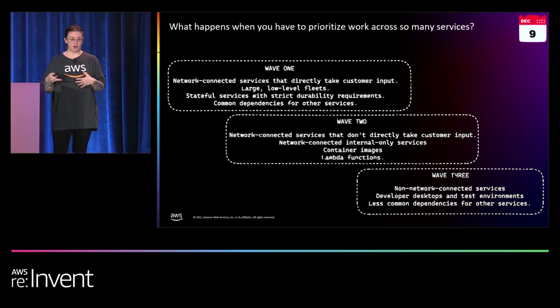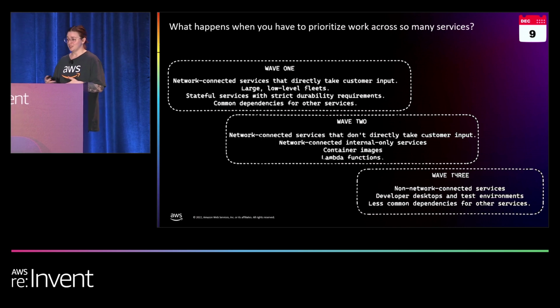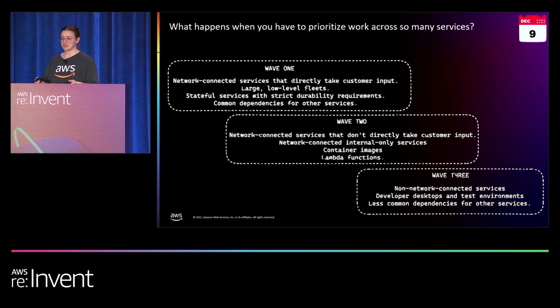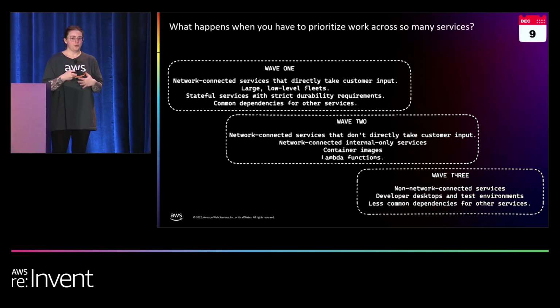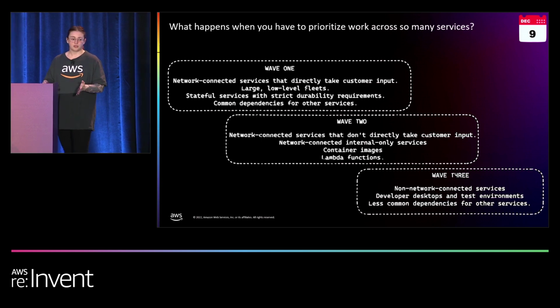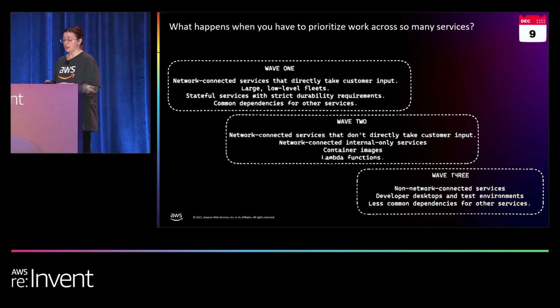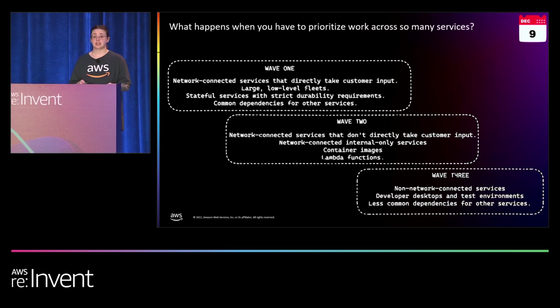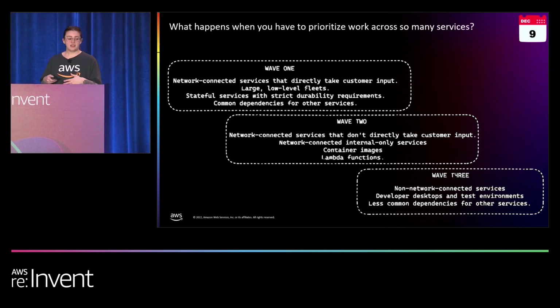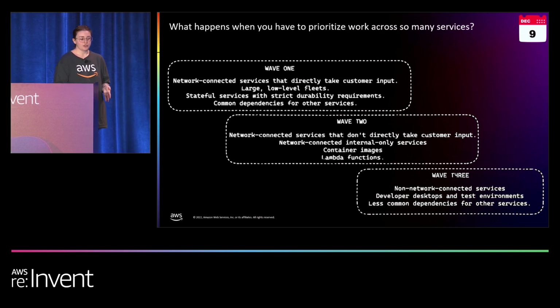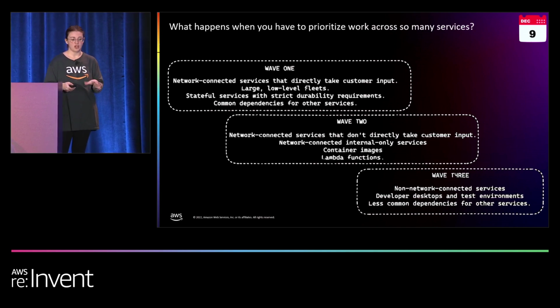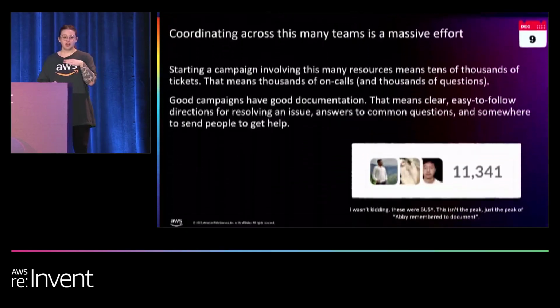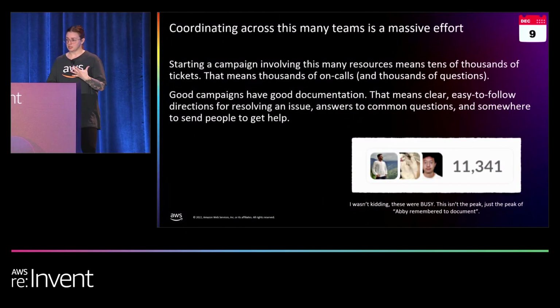If anyone's ever gotten a ticket to patch something or do work on a service, only to find out that one of the underlying dependencies hasn't been fixed yet, it's not a great experience. So we have to make sure that we identify those early dependencies first. Second, we go after network-connected services that don't directly take customer input. And we go after container images and Lambda functions, or network-connected internal-only services. That leaves our third wave for non-network-connected services, things like developer desktops or test environments or not very common dependencies.